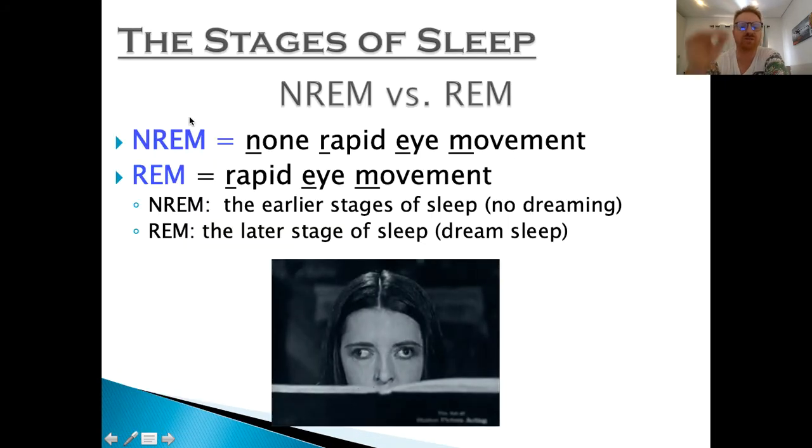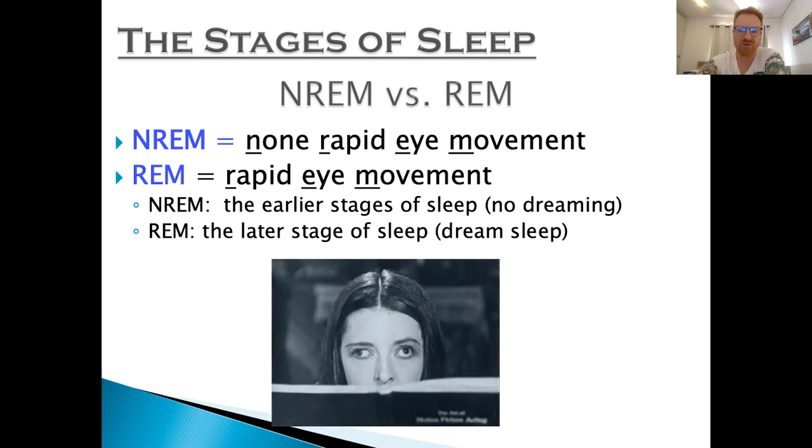So, what are the big differences between the sleep stages? We have two that are mainly differences of NREM versus REM. NREM means non-rapid eye movement, and REM means rapid eye movement. NREM is like the earlier stages of sleep. As you're falling asleep and getting further into sleep, you're not dreaming during this type of sleep. So one of the misconceptions is that we dream throughout the night. You do not dream throughout the night.